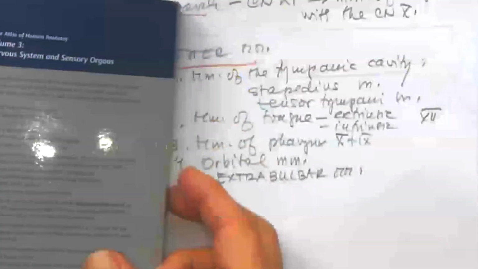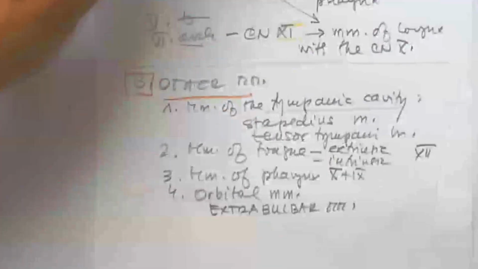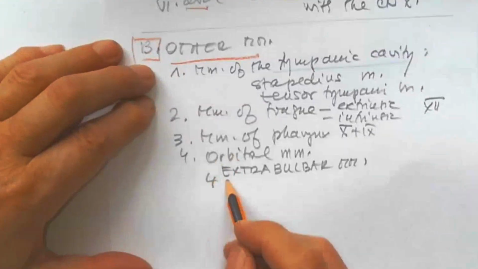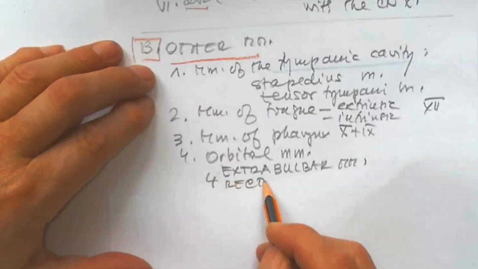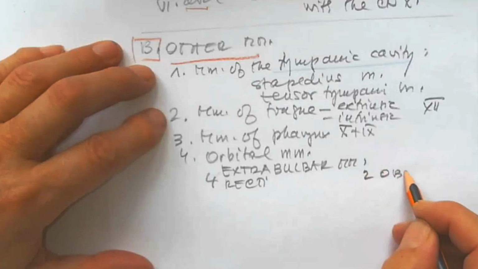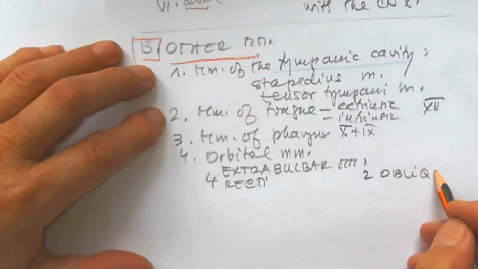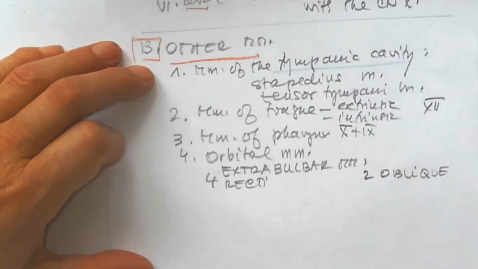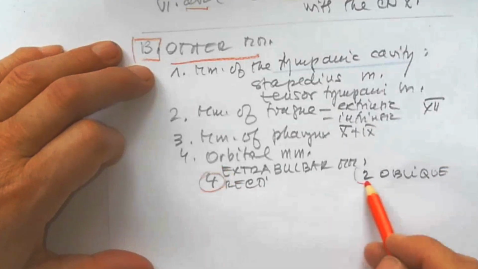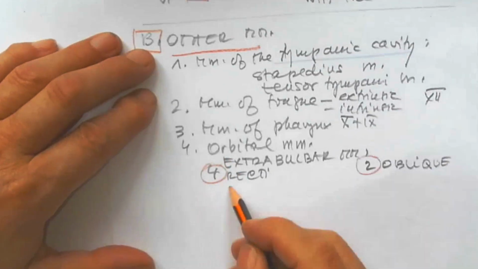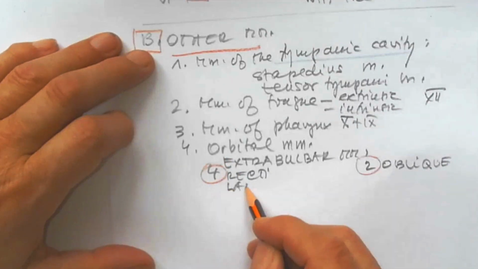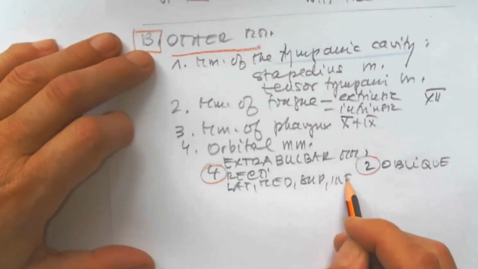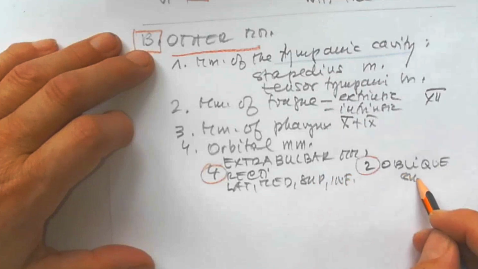The muscles are innervated by 3 nerves. So just a summary: there are 4 recti and 2 oblique muscles. They are the lateral, medial, superior, inferior, and the oblique is superior.